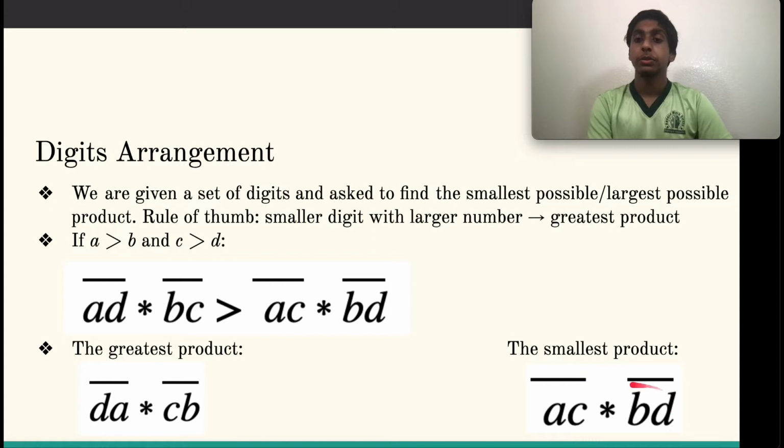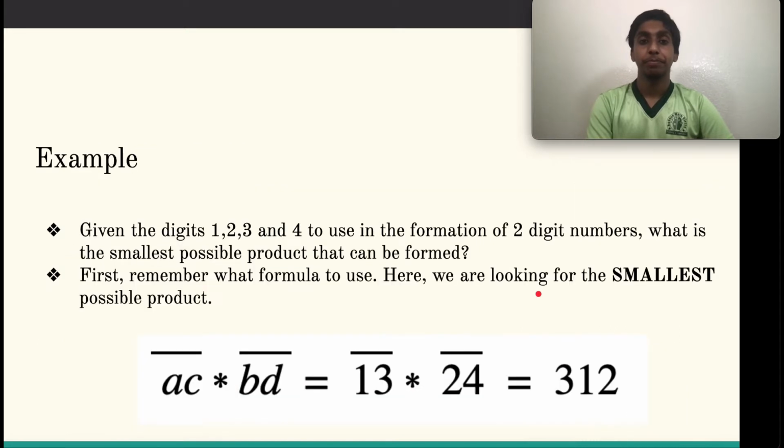All you need to do is put those two digits together based on whether they're the smallest or the biggest, and then you can multiply. Okay, so those are just the basic formulas that we need to know. Let's go on to the next slide.